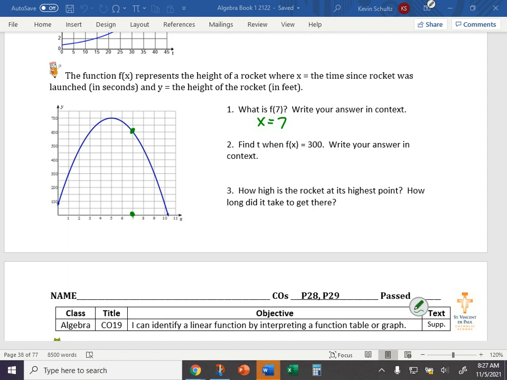The second one, find t when f of x equals 300. Write your answer in context. And then question 3, how high is the rocket at its highest point? How long did it take to get there? All right. How would you write your answer in context? You would say the rocket is 600 feet high after 7 seconds.